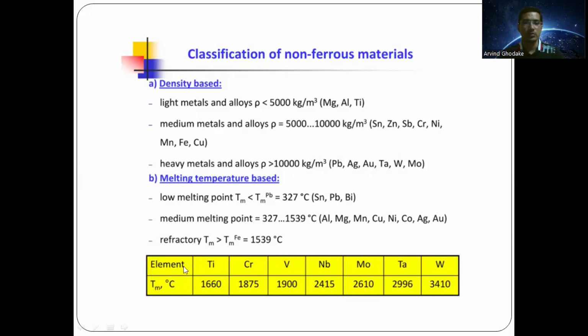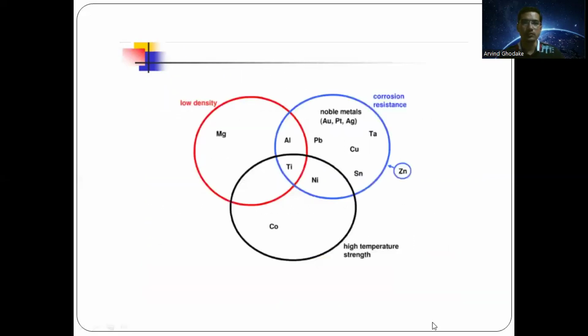In the table, some of the elements are given and the melting point is mentioned. For titanium it is 1660 degrees Celsius. For chromium it is 1875 degrees Celsius. For vanadium it is 1900 degrees Celsius. For Nb it is 2415. For molybdenum it is 2610. For tantalum it is 2996. And for tungsten, W, the melting temperature is 3410. From this table you can clearly see that tungsten has the highest melting point. Therefore, that material also comes under the non-ferrous materials.